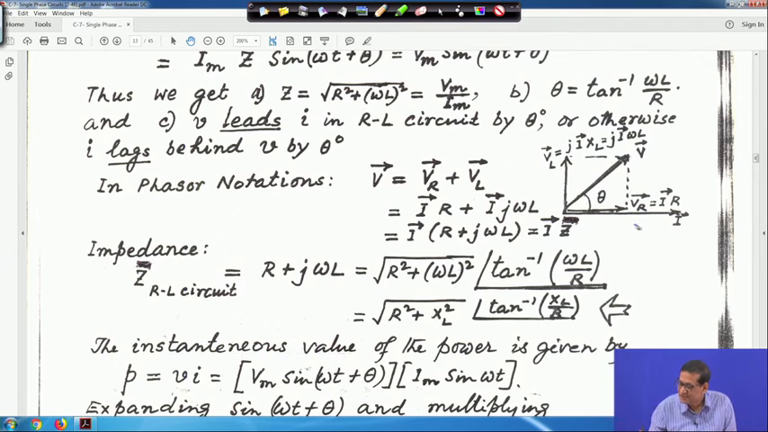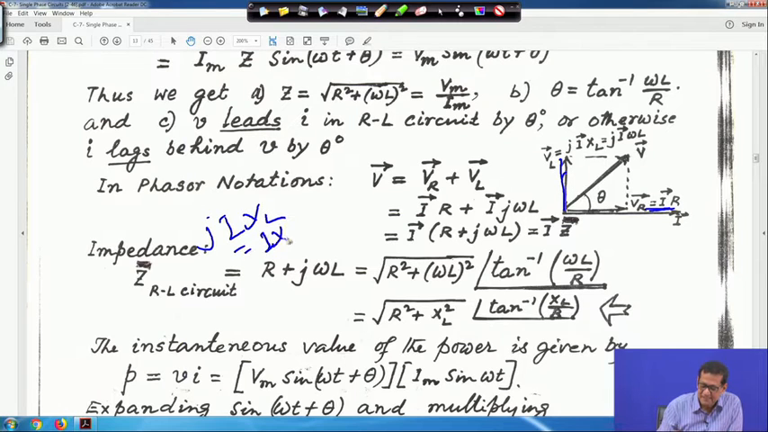This one is VR equal to IR, and this one is VL equal to jIXL. j means angle 90 degrees. If you take jIXL, it is equal to IXL at angle 90 degrees, because angle 90 degrees means cos 90 plus j sin 90. Cos 90 is 0 and sin 90 is 1, so it becomes jIXL. This is jIXL and this is the resultant V.